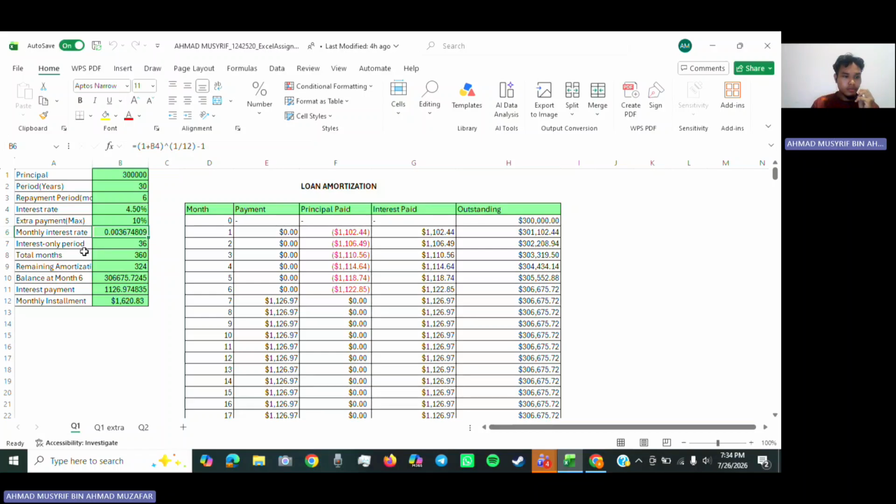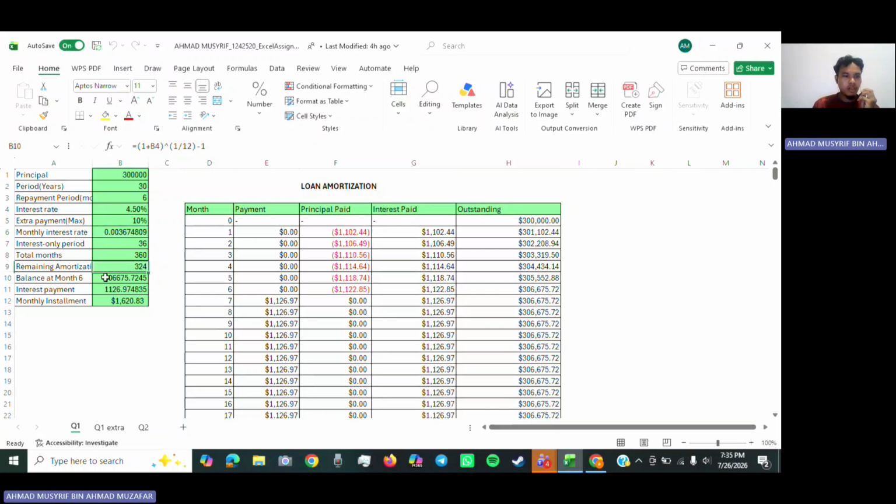So we get 0.0036740809. In the question, it mentioned that interest only paid is 36 months. So in 36 months, they only pay interest. Total months in 30 years is 360, so minus the interest only period, we have 324.